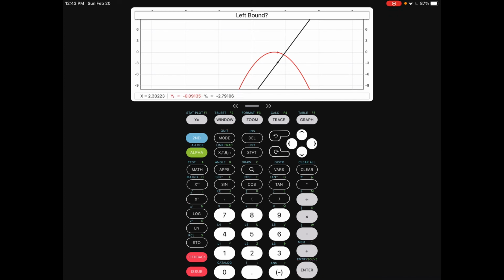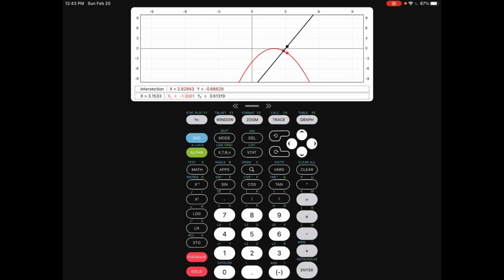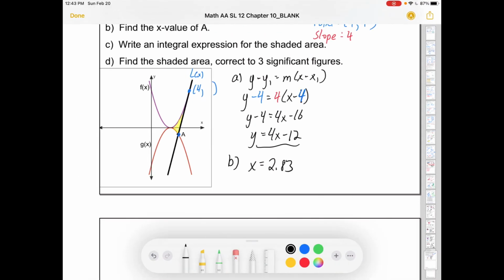I need to tell it a left bound and a right bound. This will be slightly different on yours. But I'm going to get an x value of 2.83 for the intersection. It's kind of in a brownish color there. So we've figured out that x is 2.83.